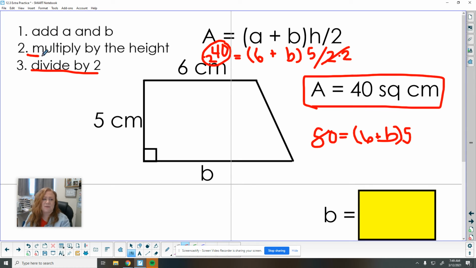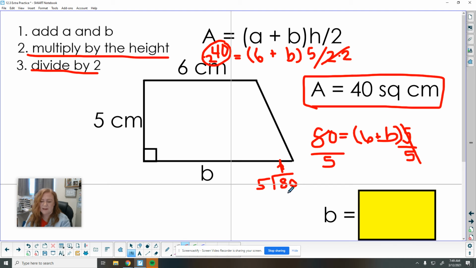Next, we would multiply by the height, which is 5. The opposite of timesing by 5 is to divide by 5 on both sides. So this cancels out. We're going to do 80 divided by 5. So go ahead and do 80 divided by 5.